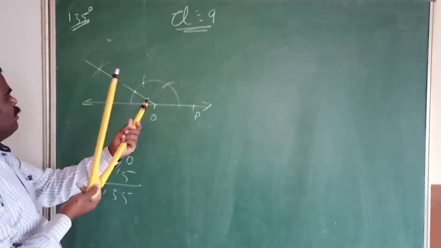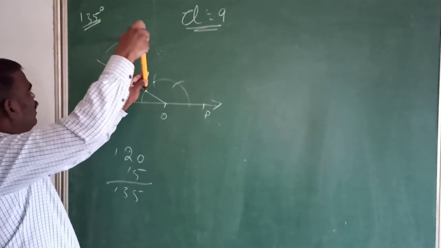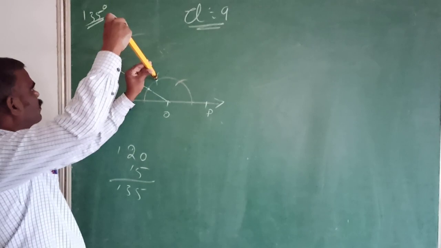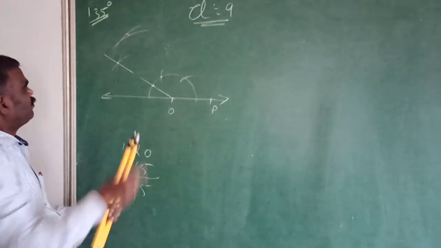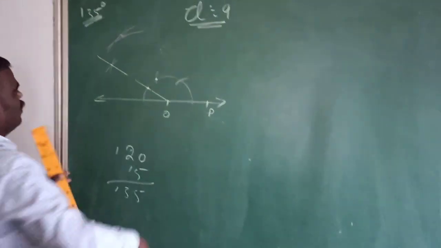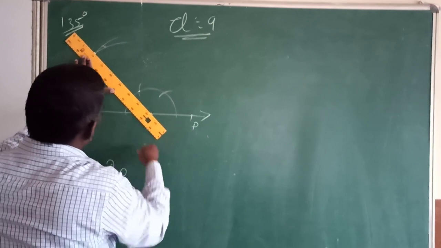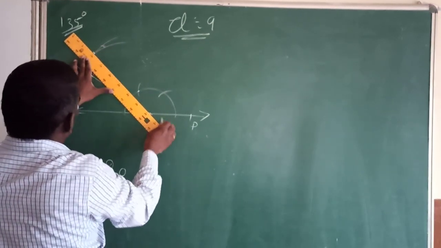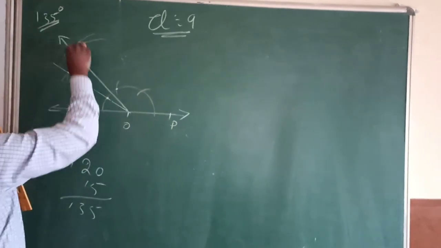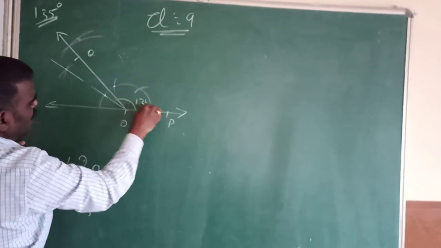So keep the compass at 150 degree, cut an arc, and 120 degree. That portion and center, straight line. So this angle is how much? 135.